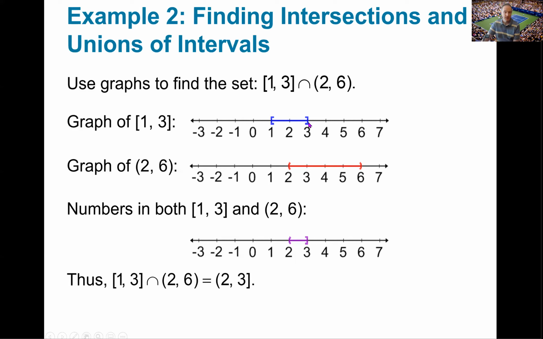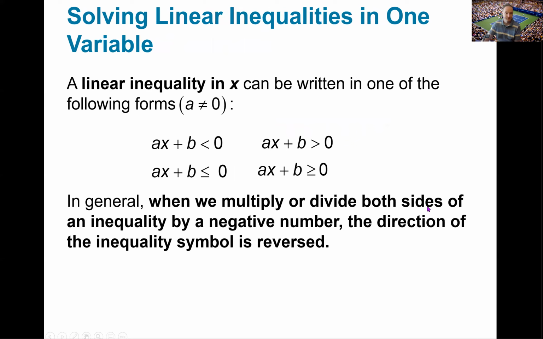So this is going to be the solution set from 2, not including 2, since it's not a point in the second group, up to 3, with a bracket at 3, since 3 is the ending point that's included in the first set of numbers, and it's also included in the second set. So we'd say our intersection there is the set of numbers between 2 and 3, including 3, excluding 2.